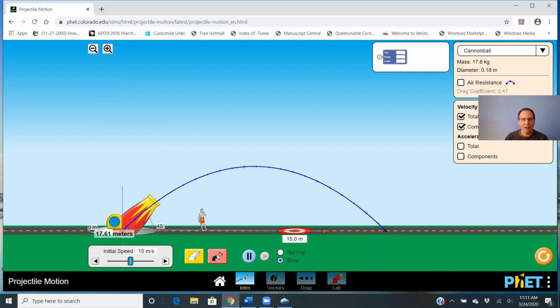Let me do this again. You can see at the peak, right there, it's all in the X, nothing in the Y, but that X velocity is the same as it was initially. And then after the peak, again, the X stays the same, but now the Y is negative and it's getting larger and larger in the negative direction until right before it hits.